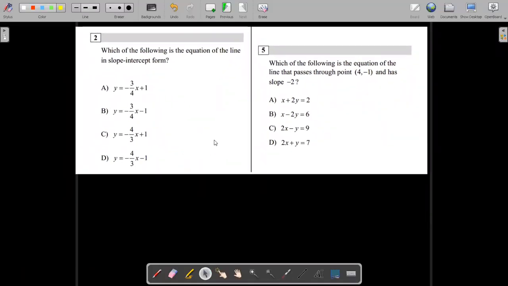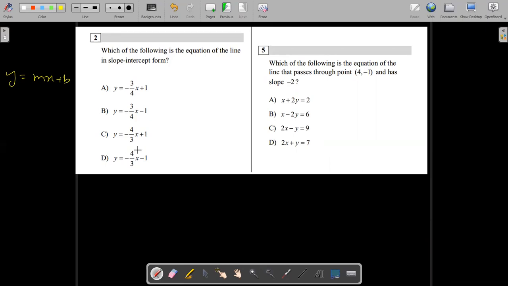It's telling you which of the following is the equation of the line in slope intercept form. So what is the way of writing slope intercept form? y equals mx plus b. Very good. So which form is in slope intercept form? They are all in slope intercept form. But there's no option "all of the above."